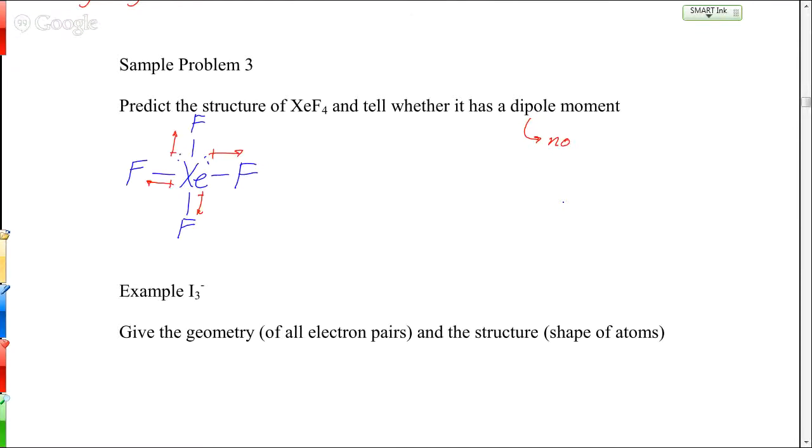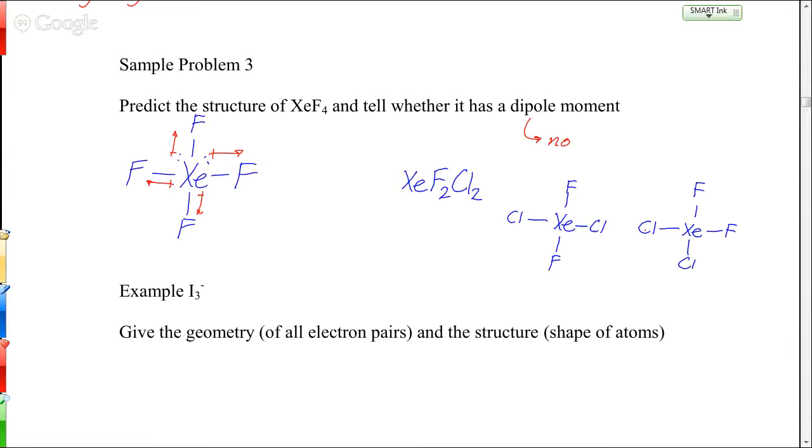Now, Trevor had a good question. What if this was XeF2Cl2? There's actually two different structures for that type of a formula. There's this one, and there's this one. Those are not resonance forms. The name for those is stereoisomers. But anyway, they're two different structures. One of them has a dipole moment, and one of them does not. The one on the left does not have a dipole moment.